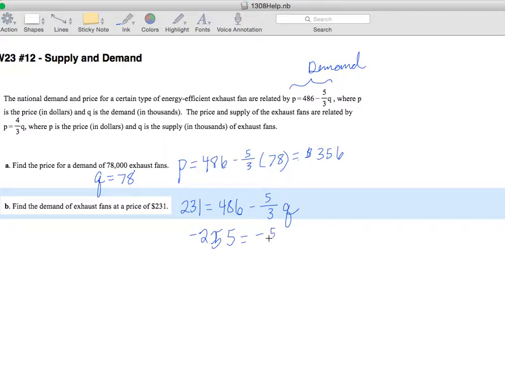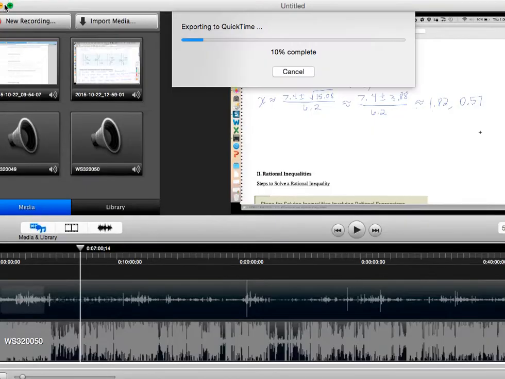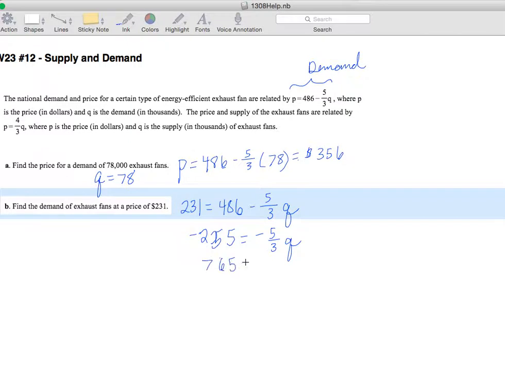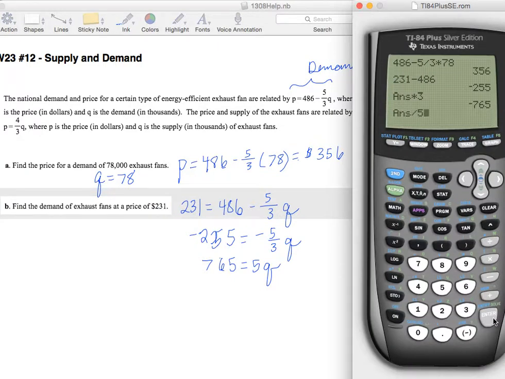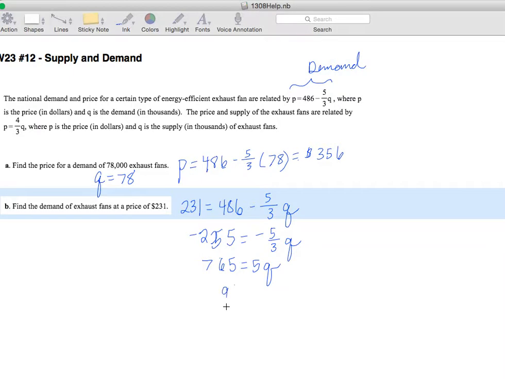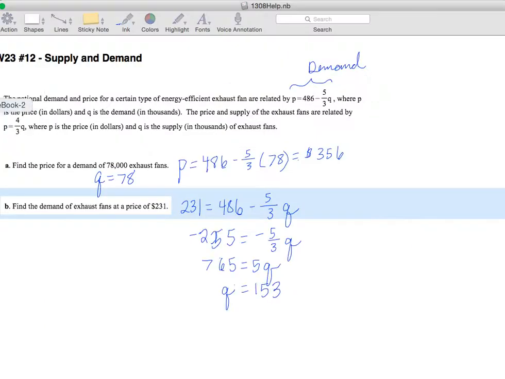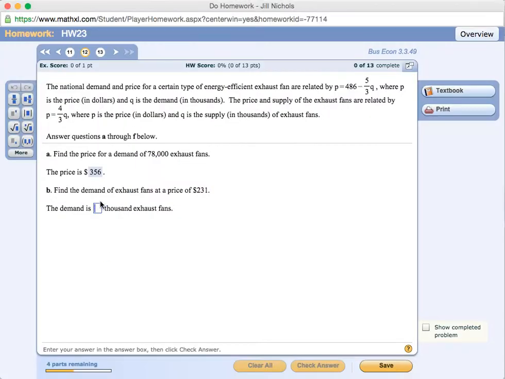Negative 255 equals negative 5/3 Q. We'll multiply both sides by negative 3. So 255 times 3 is 765. That would give me 765 equals positive 5Q. And dividing both sides by 5 is 153. So Q is 153. Okay, and that means quantity demanded is 153,000. But it already has the word thousands there, so it's just 153.